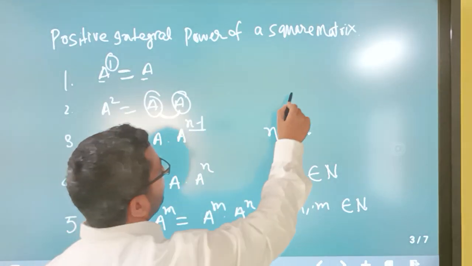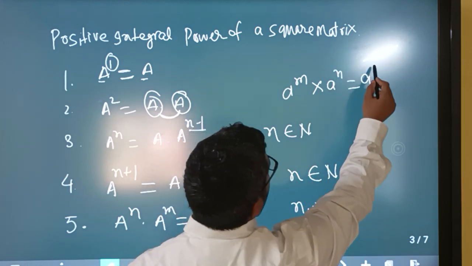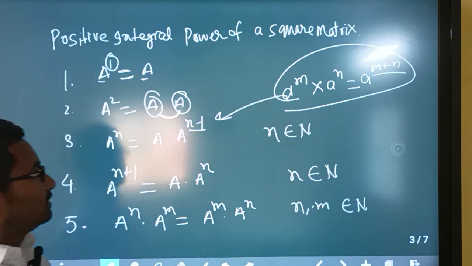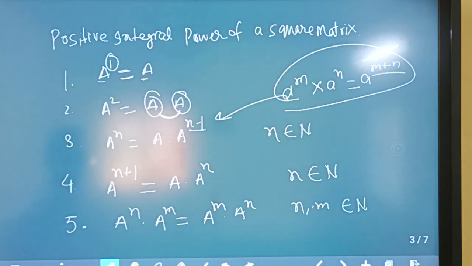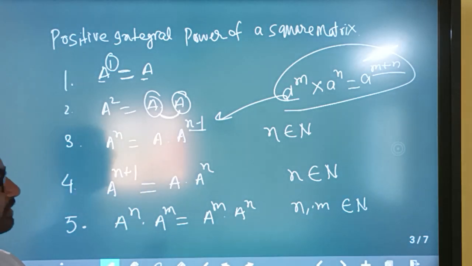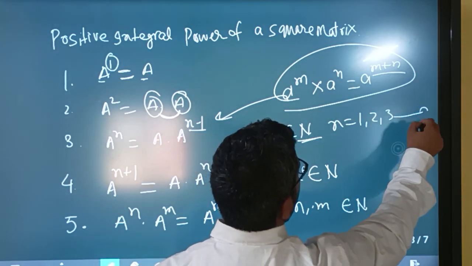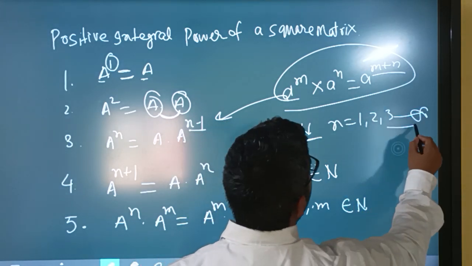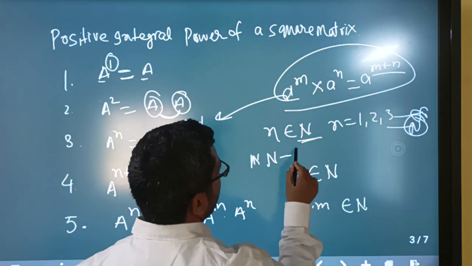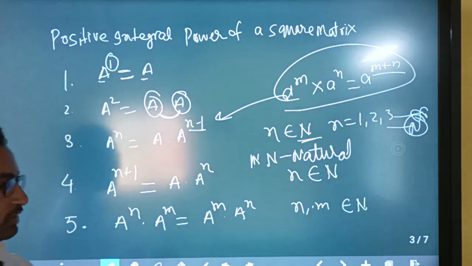We know the value of A to the power m times A to the power n, that is A to the power m plus n. Similarly we can put the same value here. So A to the power n plus 1 equals A dot A to the power n, where n is a natural number. N means 1, 2, 3, up to infinity. N belongs to the natural numbers.